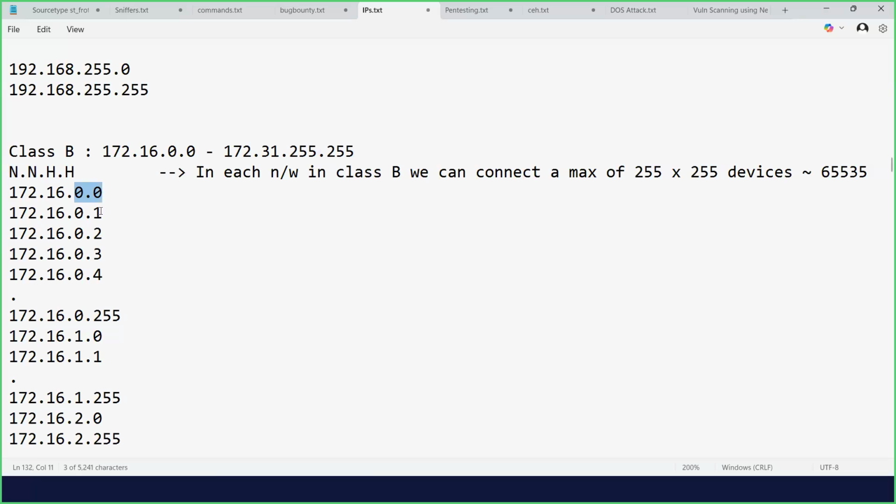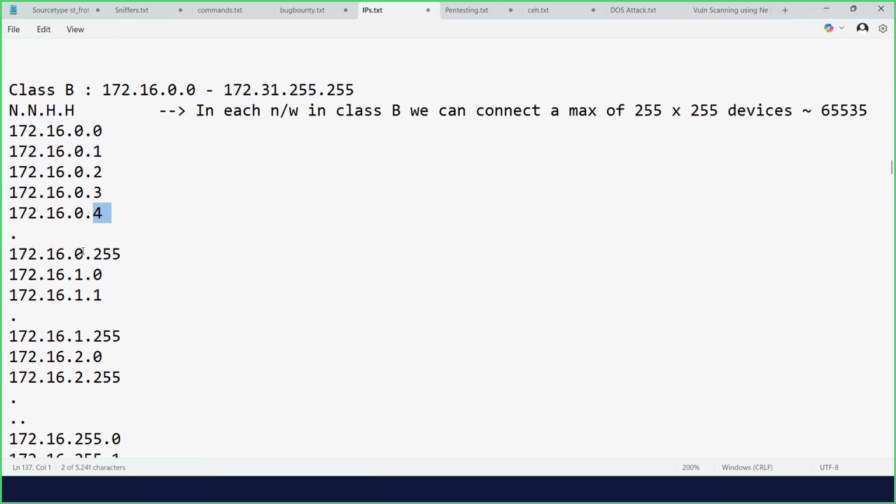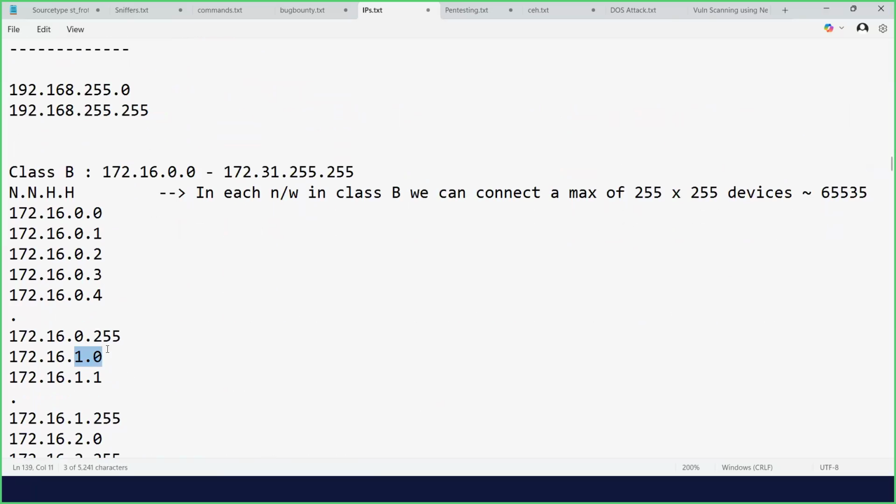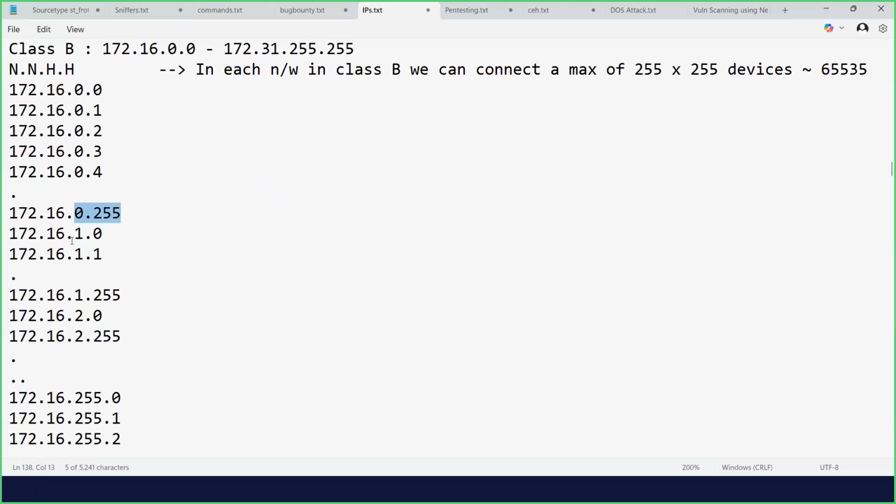Again, same logic. After 0.0, you have 0.1, 0.2, 0.3, 0.4, and it goes all the way up to 0.255. Now, after 0.255, we have 1.0. But unlike Class C, where this would be divided into a different network, here it still belongs to the same network, because only the first two portions are the network portions. As long as 172.16 is the same, they still belong to the same network. So 0.255 can freely communicate with 1.0. There should not be any issue with that.